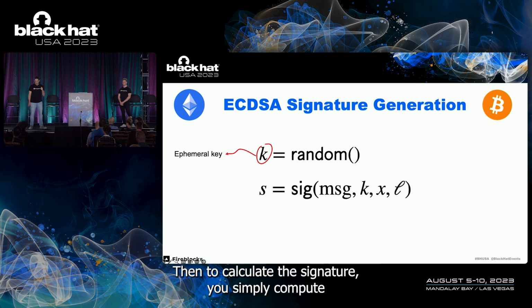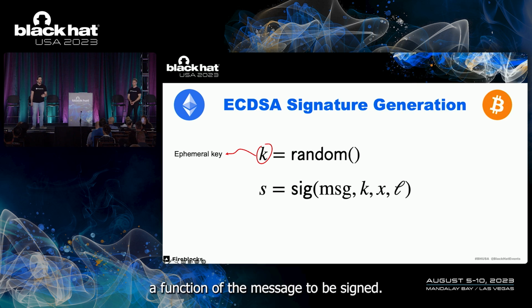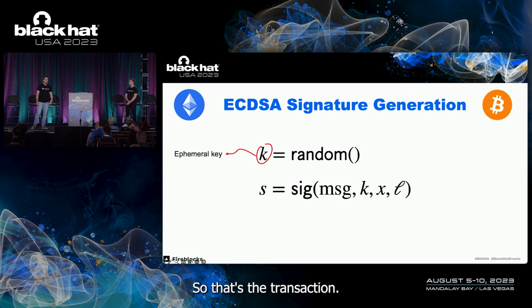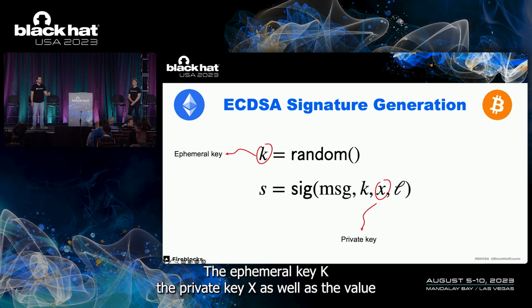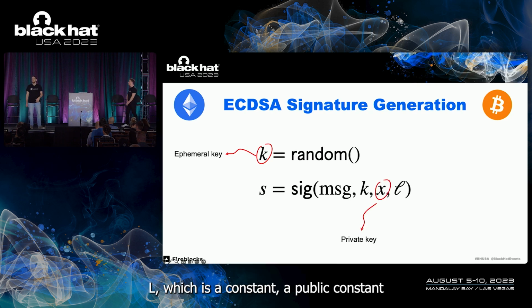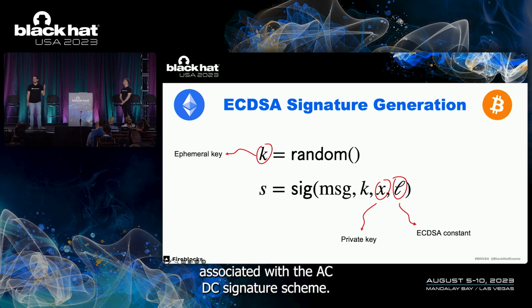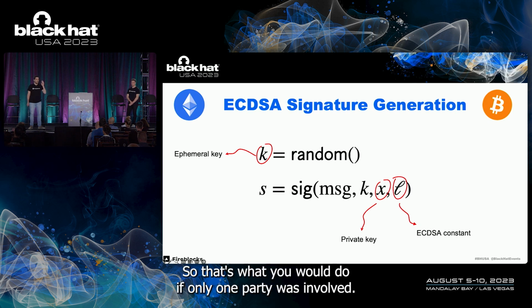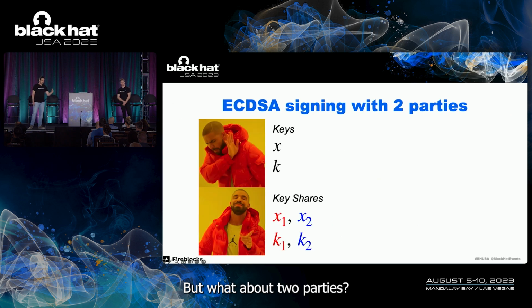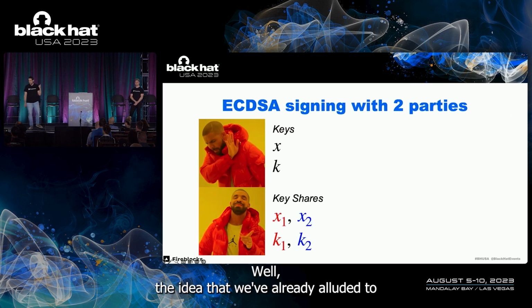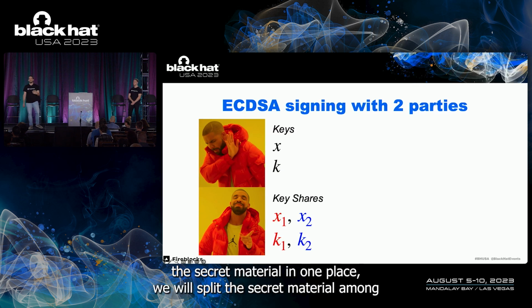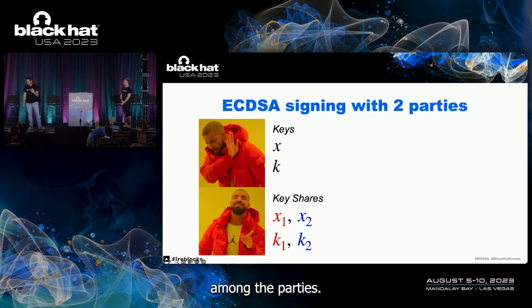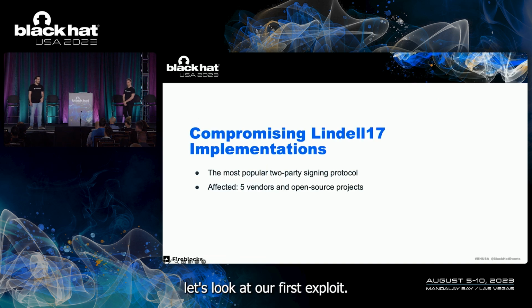It is chosen afresh with every signature, and it is a secret value. Then, to calculate the signature, you simply compute a function of the message to be signed, so that's the transaction, the ephemeral key k, the private key x, as well as a value L, which is a constant, a public constant, associated with the ECDSA signature scheme. So that's what you would do if only one party was involved. But what about two parties? Well, the idea that we've already alluded to at the beginning of the talk is that instead of having the secret material in one place, we will split the secret material among the parties.